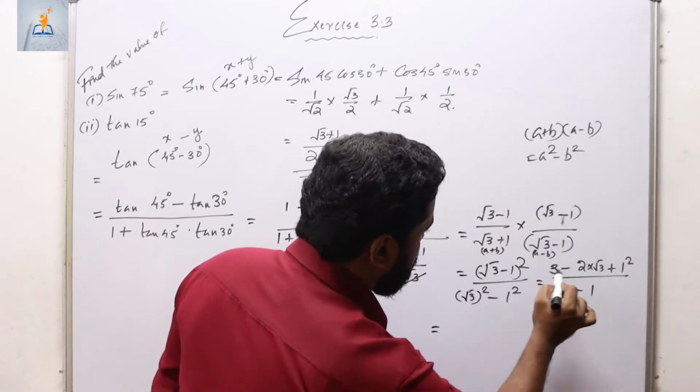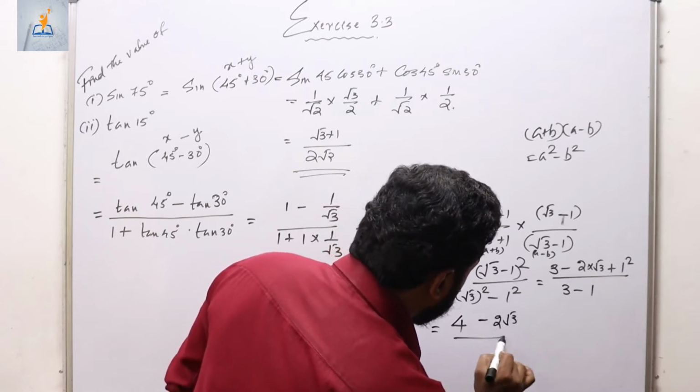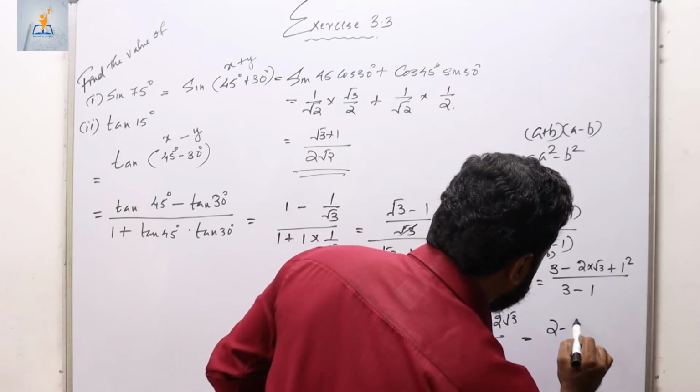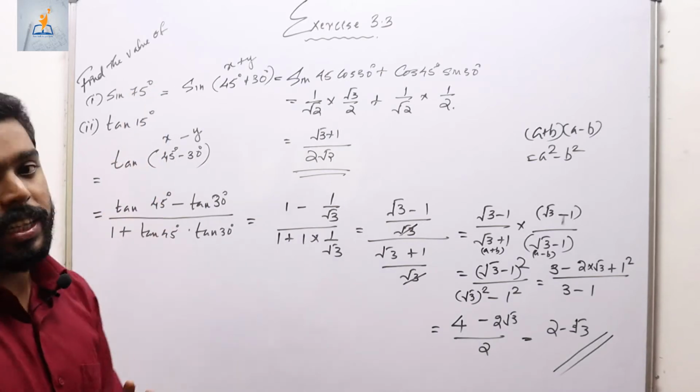It will become 3 plus 1, which is nothing but 4, minus 2 root 3, divided by 2. We can cancel 2 from the numerator and denominator. So it will become 2 minus root 3. So this will be the value of tan 15 degrees.